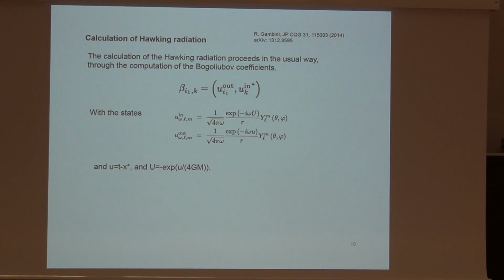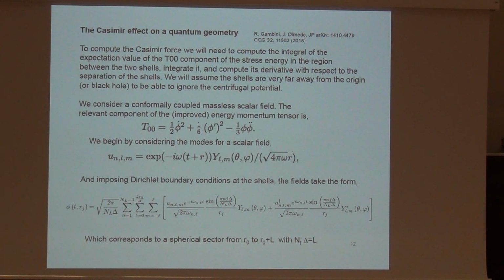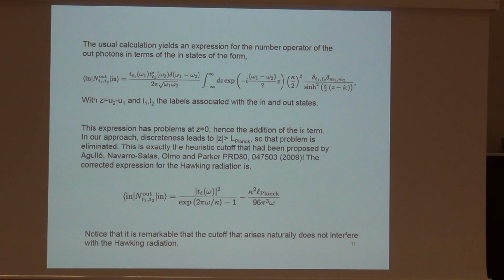So we can just borrow any paper on Hawking radiation and copy almost all the formulas until you reach a crucial one in which you are computing the expectation value of your number operator on the out modes on the states of the in modes. That's what gives something non-trivial here. And you have a bunch of form factors as usual. And this is the traditional calculation.